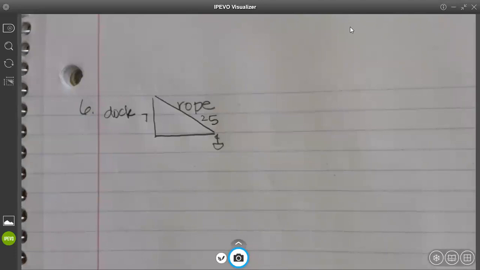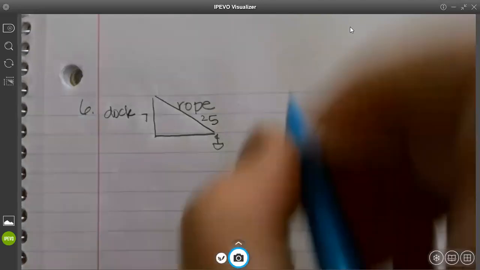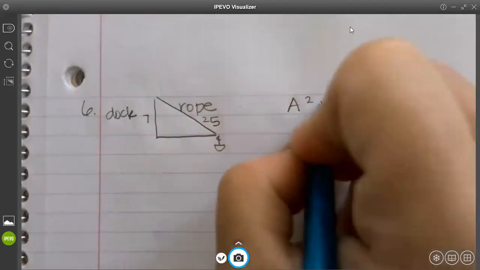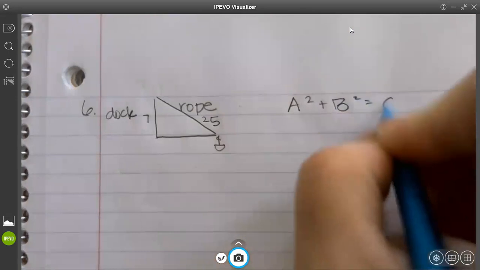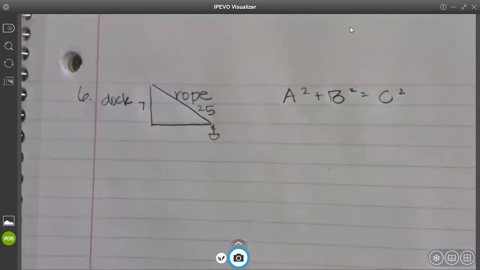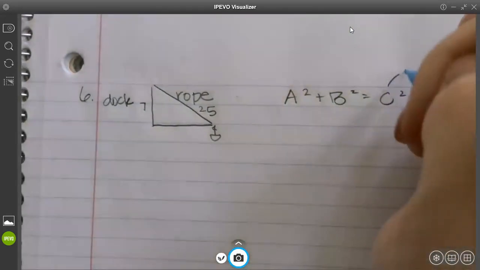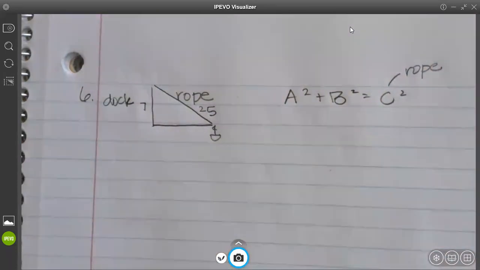What do we do now? How do we set this up? And you can do C squared, it's not going to matter. What is C going to be? It's going to be the rope, right? So if you wanted to put R for rope, that's perfectly fine. So that way you know which rate was which one.